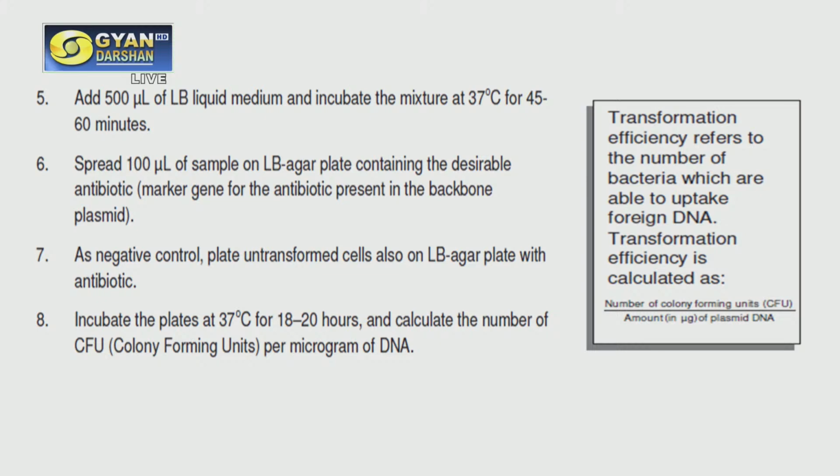Next, you have to spread the 100 microliters of the sample onto an agar plate, a Luria-Bertani agar plate, that is a solid medium. And that plate should contain the desirable antibiotic. Which antibiotic? The antibiotic for the resistance gene that is present in the plasmid. If your plasmid has an ampicillin resistance gene, then the agar plate should have ampicillin as the antibiotic.